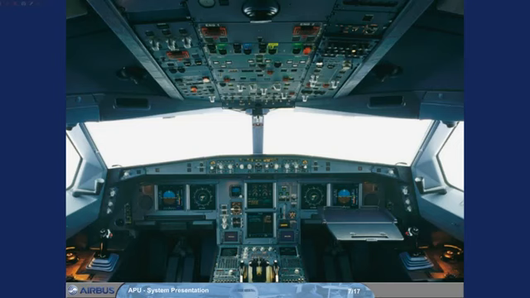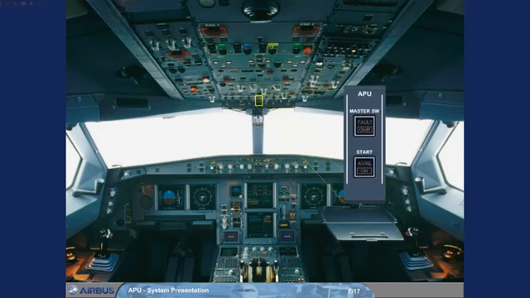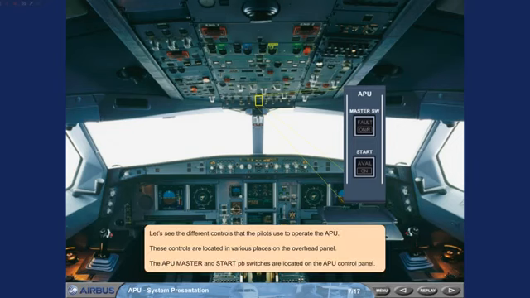Let's see the different controls that the pilots use to operate the APU. These controls are located in various places on the overhead panel. The APU master and start push button switches are located on the APU control panel.